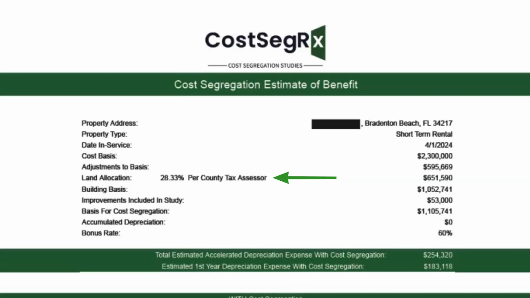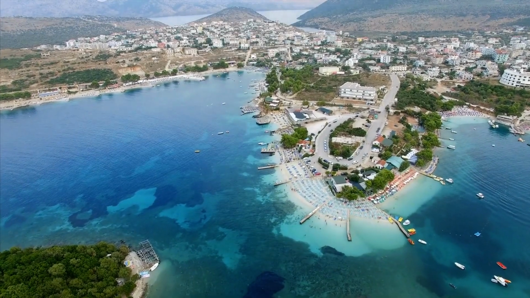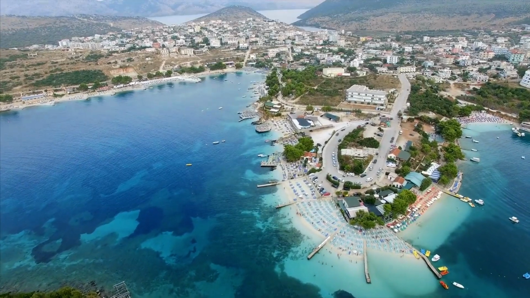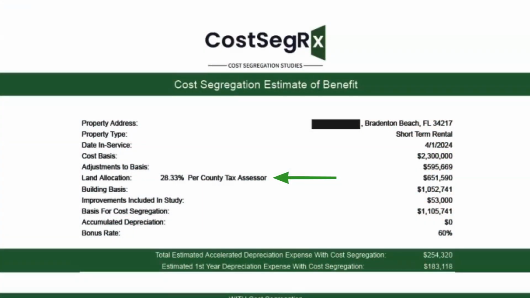We also have to take a look at the land allocation. So land is a non-depreciable asset, and it's very important that you select the correct land allocation. Land allocations are not going to be the same on every property. You cannot use a rule of thumb method for land allocations. Land that's on the beach is going to be more expensive than rural land. So you can't just say a flat 20% is the land allocation.